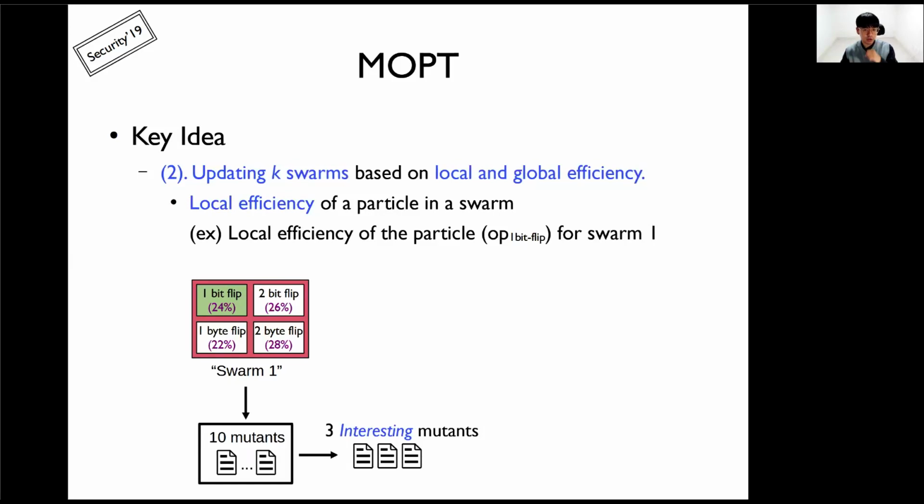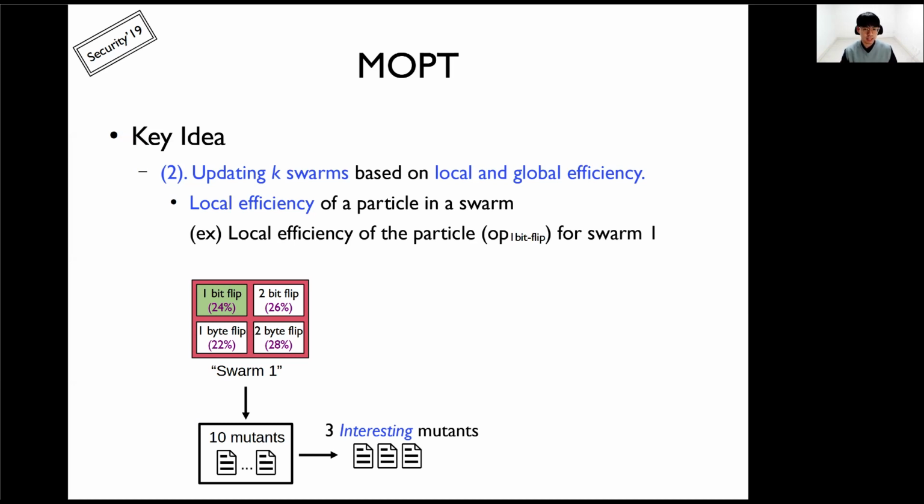And let me introduce first what local efficiency of a particle is. Its intuition is very simple. The intuition is how many times the operator was used to generate interesting mutants. So for example, let's calculate the local efficiency of a particle with a 1-bit flip operator of the first swarms.